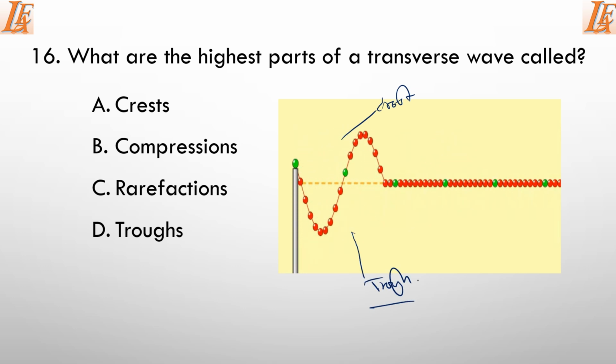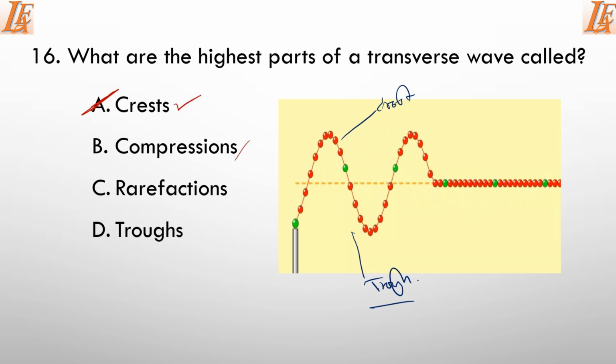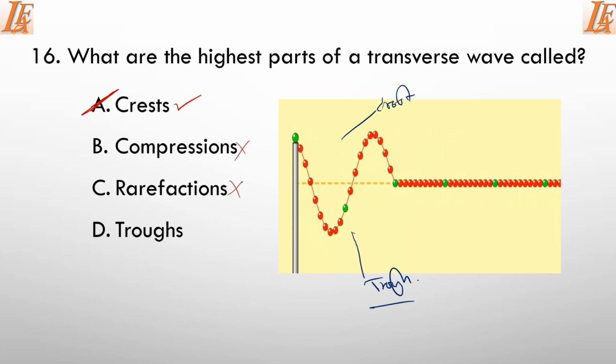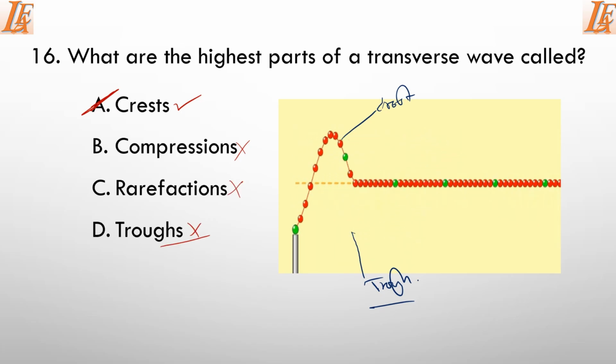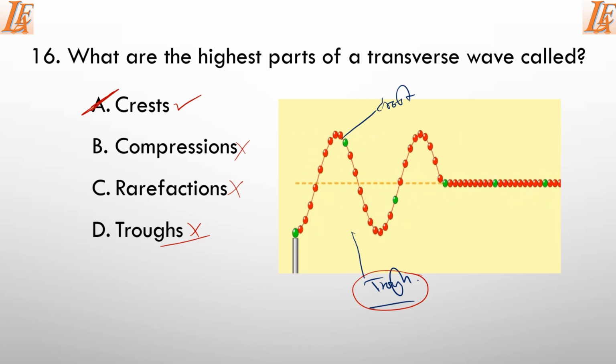Therefore, in this case, the highest point of a transverse wave, a crest, this is correct. So it's a crest. Compression, no. Rarefaction, no. Trough, no. Trough is the lowest point. This lowest point here is what we call a trough.